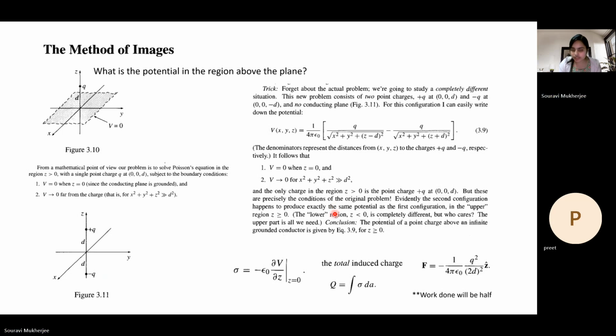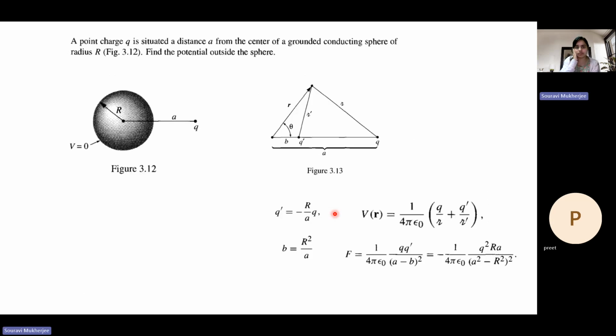Now you can do a similar thing maybe in spherical coordinates. You can have a question like this, where you have a point charge Q and this sphere of radius R, and the point charge is at distance A. It says that the potential on the surface of the sphere is 0. Now, how do you find the potential outside the sphere? Anywhere here, how do you find the potential?